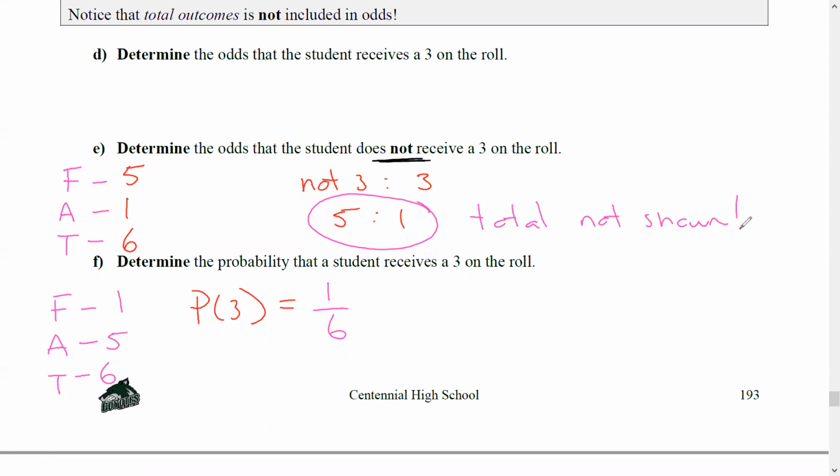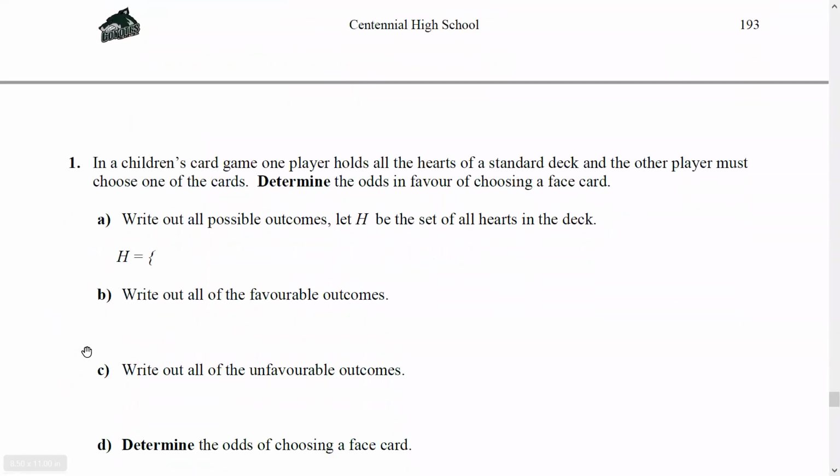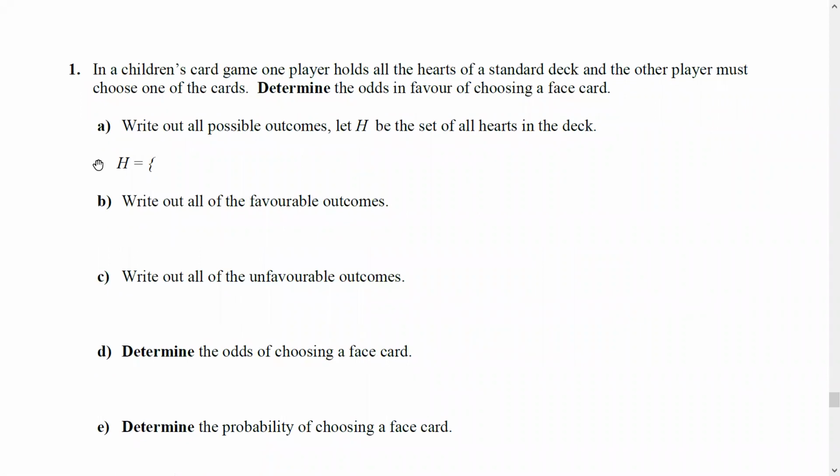Okay, I'm going to show you in just a minute why, again, I think people are confused with odds, and why, honestly, I think when you're talking about lotteries and things that they use odds, because people don't really understand how to convert from odds to probability. So in a children's card game, one player has all the hearts of a standard deck, so that's 13 cards. And the other player must choose one of these cards. Determine the odds in favor of choosing a face card.